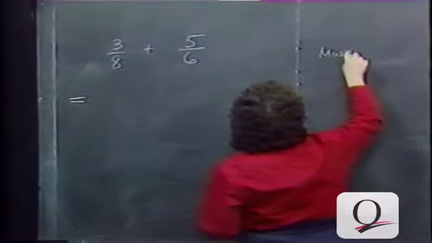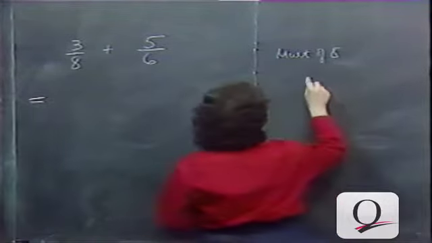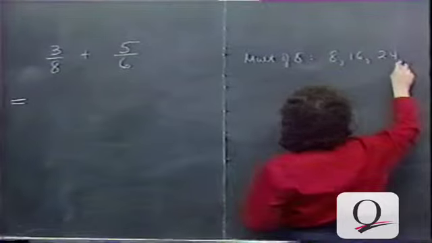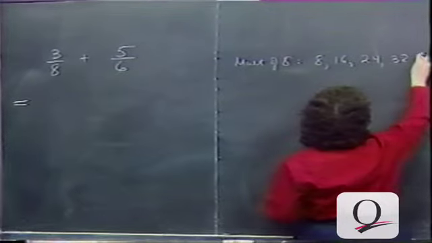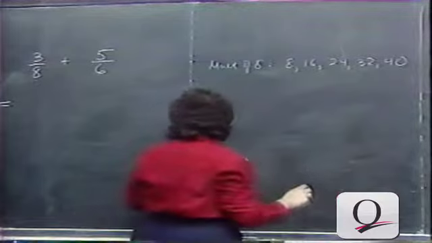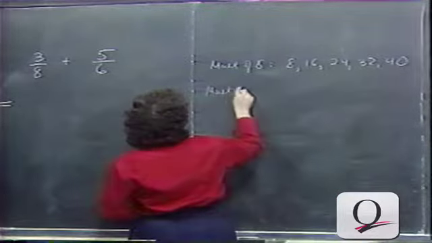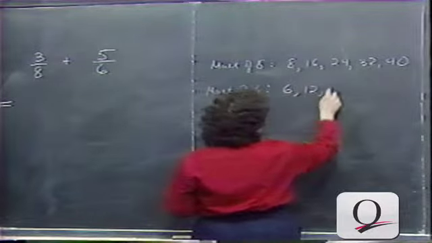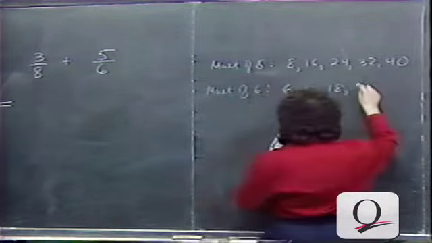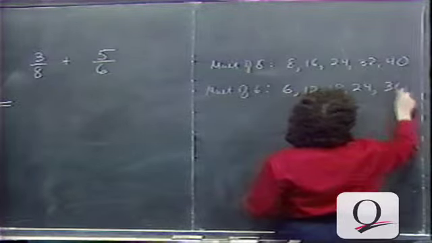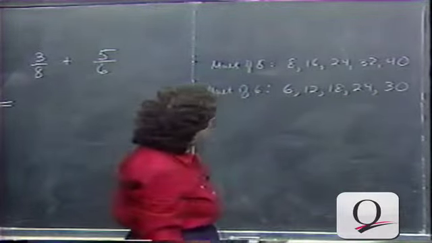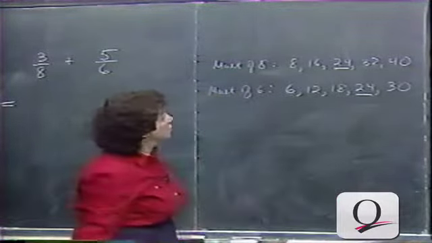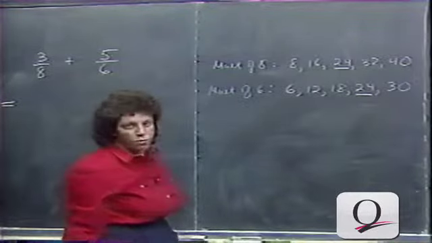Let's write down the multiples of 8. We have 8 times 1, 8 times 2, 8 times 3, 8 times 4, 8 times 5. Let's write down the multiples of 6. 6 times 1, 6 times 2, 6 times 3, 6 times 4, 6 times 5. We have been able to locate a number that's in both of these lists. The smallest number that's in both lists is 24.